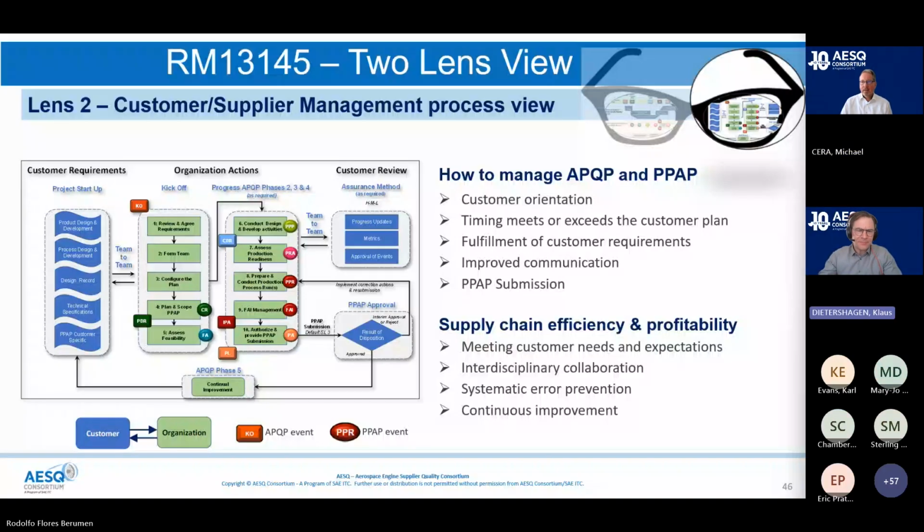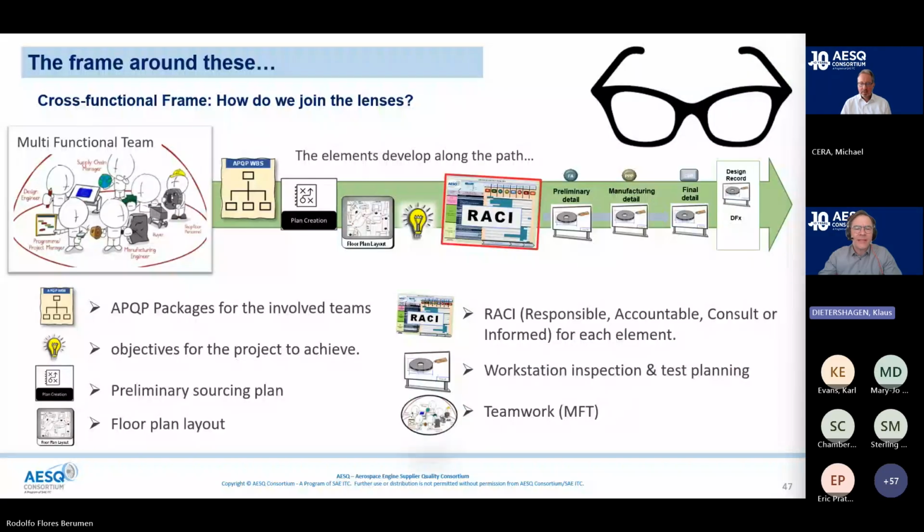Thank you, Michael. Welcome. So let's go on. After looking through those two lenses, the first lens was about the phases and the timelines, and the second one about the involved parties and how they are interacting. Now we need to ask, of course, how do we join those two lenses, and what is the bond around that? And the bond around that is our cross-functional frame.